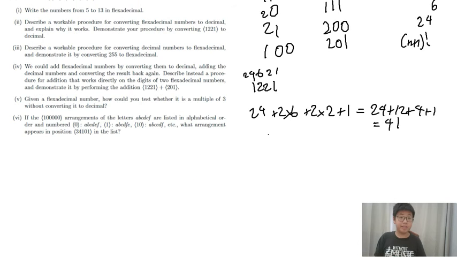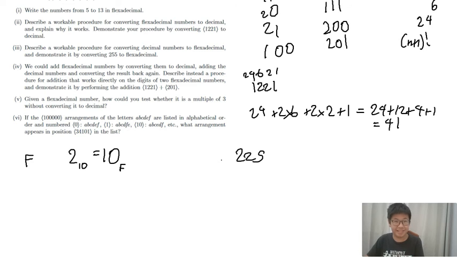Describe a workable procedure for converting decimal numbers to factorial, or we'll call this base f. So we'll write 210 equals 10f, f for factorial. So this is our convention we're now going to use. We could describe a workable procedure for converting decimal numbers to flex. So we're going to have 255 to factorial, although flex is a cooler name for this one, but I'm going to use factorial because that's the widely known term.